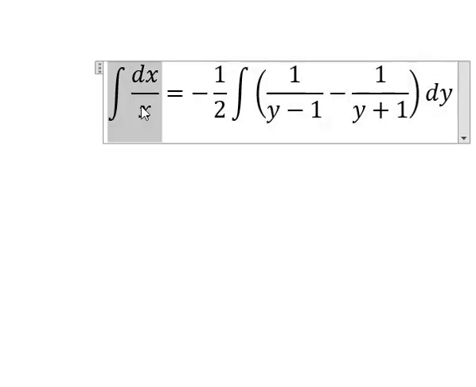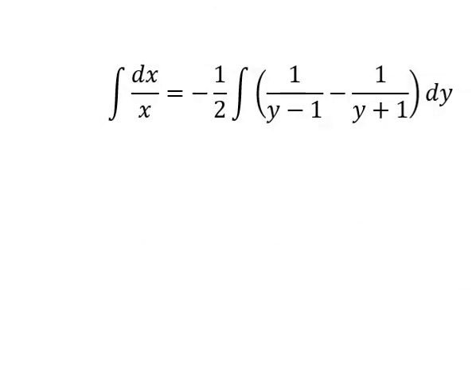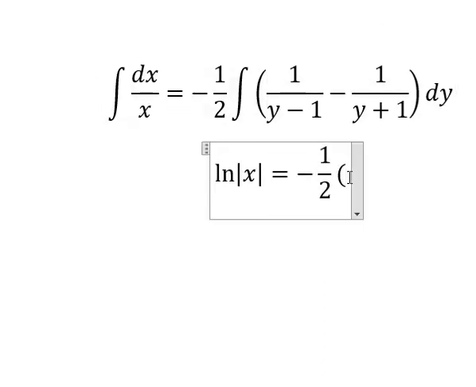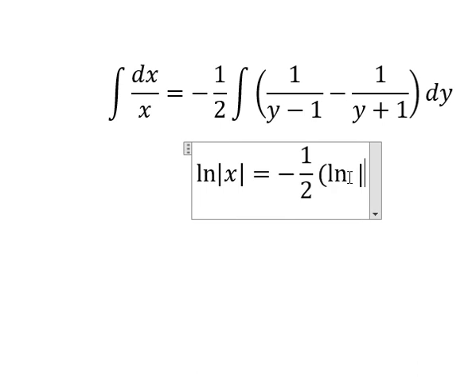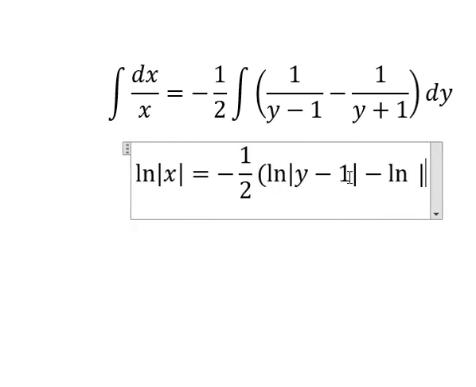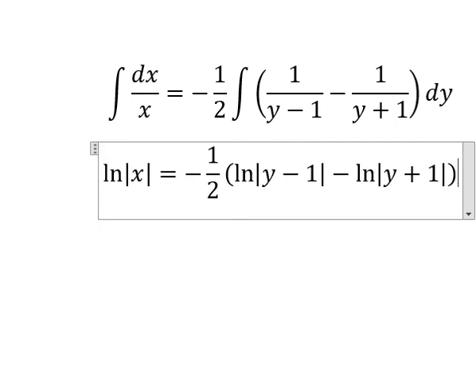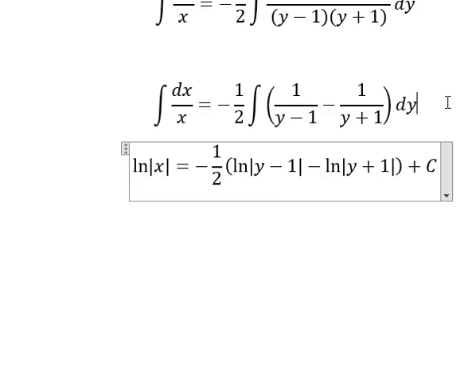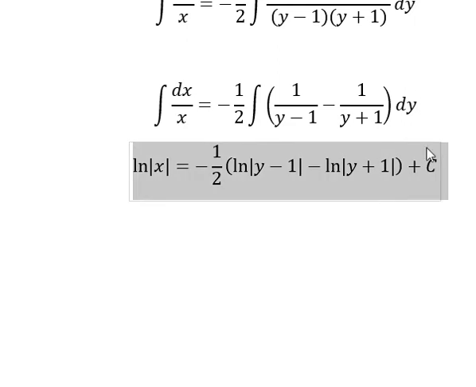The integration of this one is ln of the absolute value of x. The integration of this one, we have ln of the absolute value of y minus 1 and so on in here. And then I will put c. And this is the final answer.